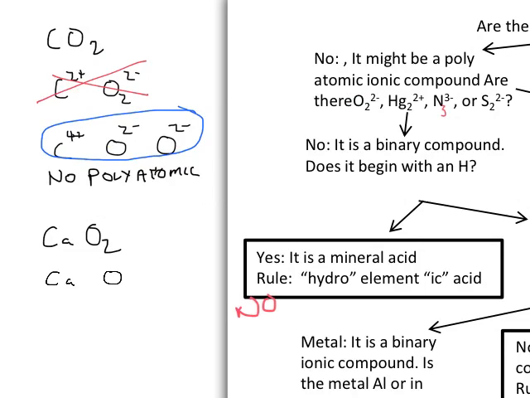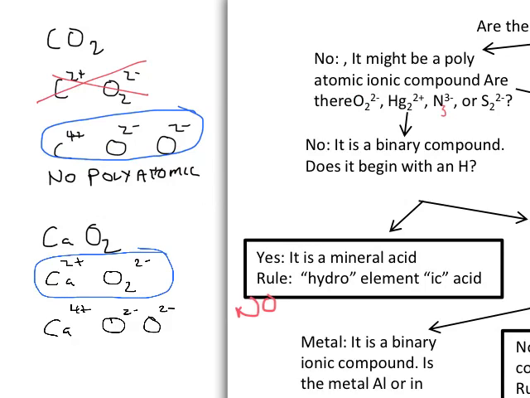Again, we could have calcium with the peroxide being -2, so calcium would be +2. Or we could have calcium with two oxygen ions, each one -2, which would make this +4. Now everything that you know about calcium at this point in the year should tell you that this is the correct choice, not this. So in this case, you do have a polyatomic ion.